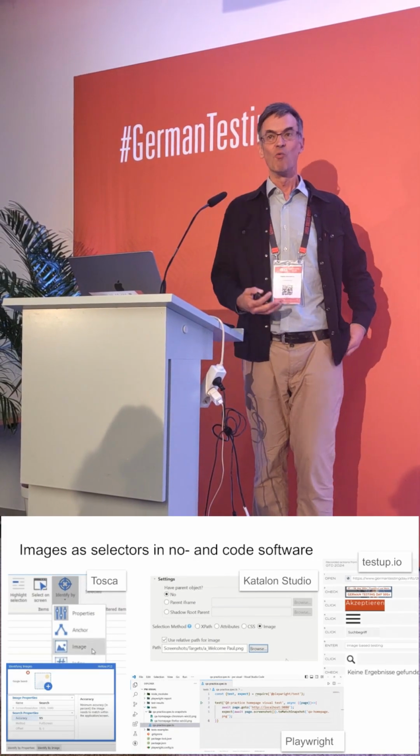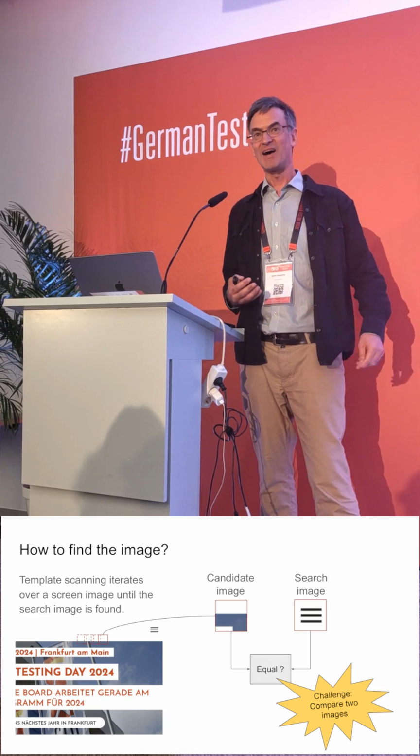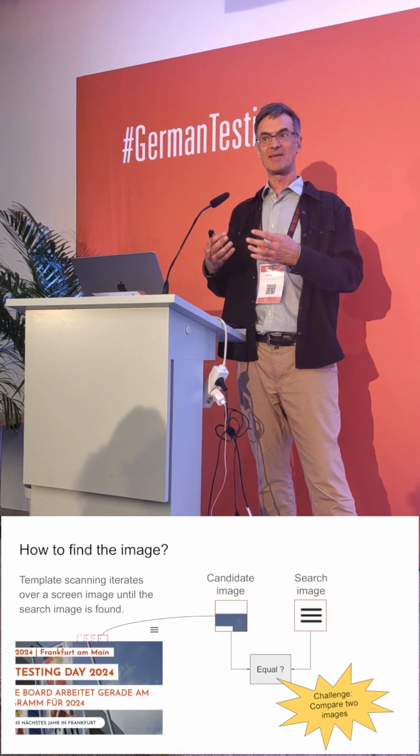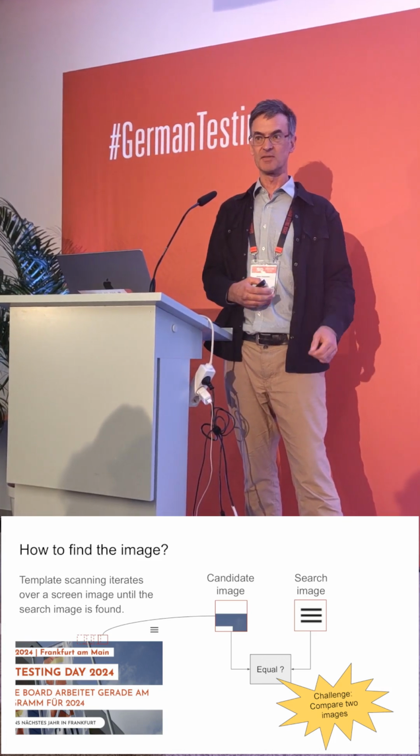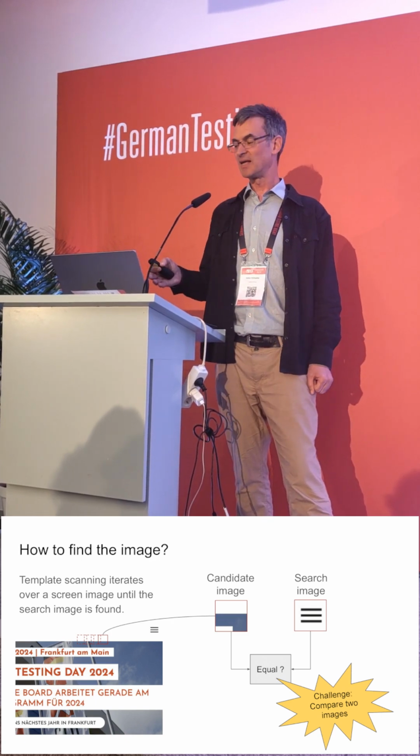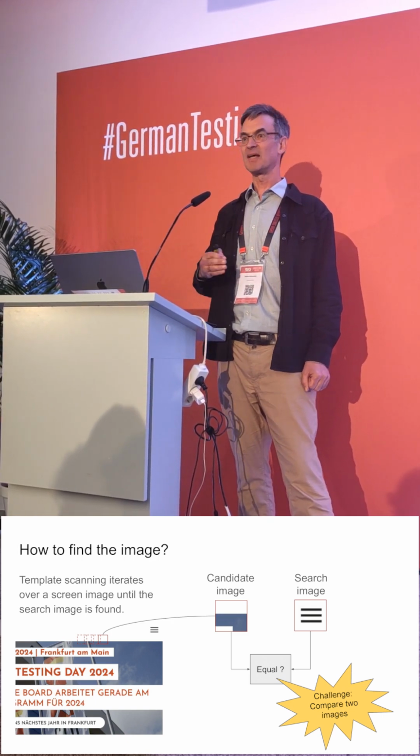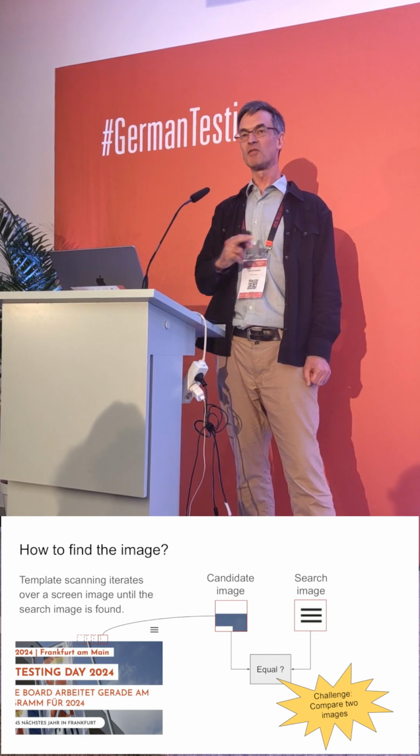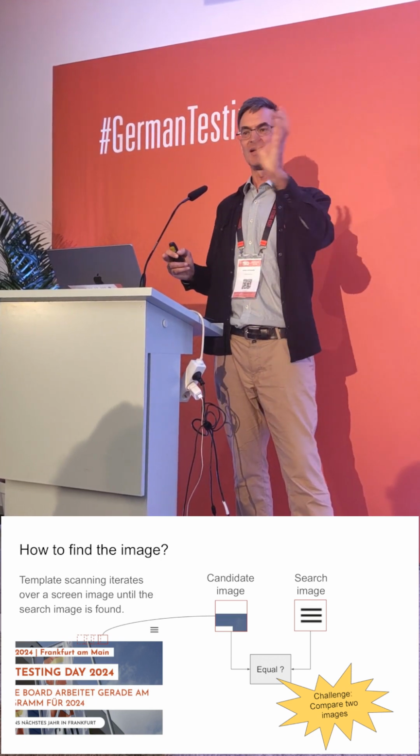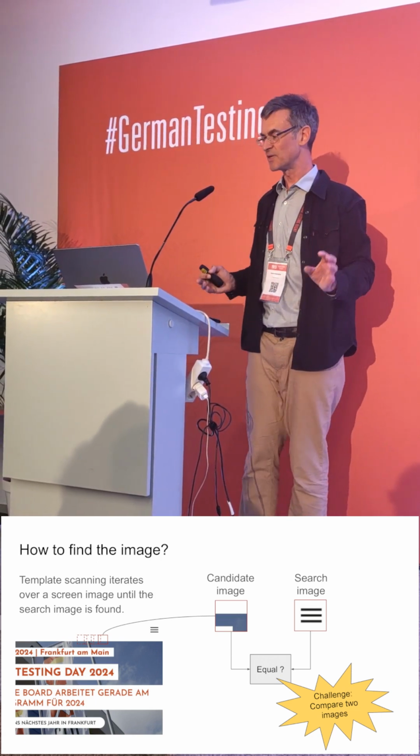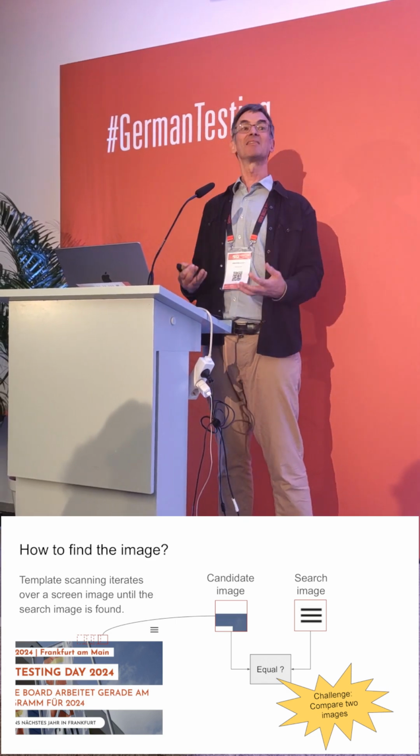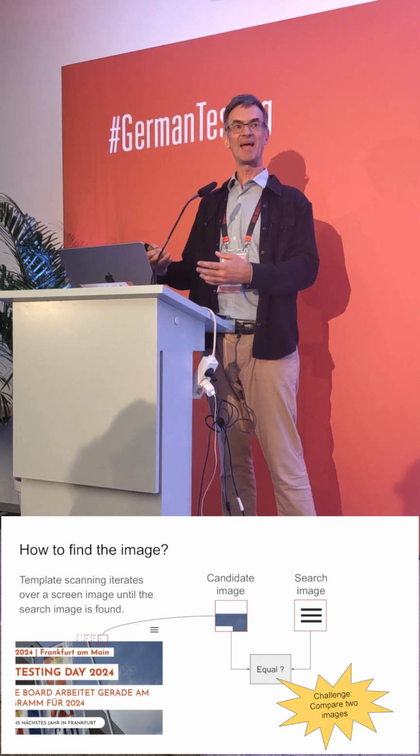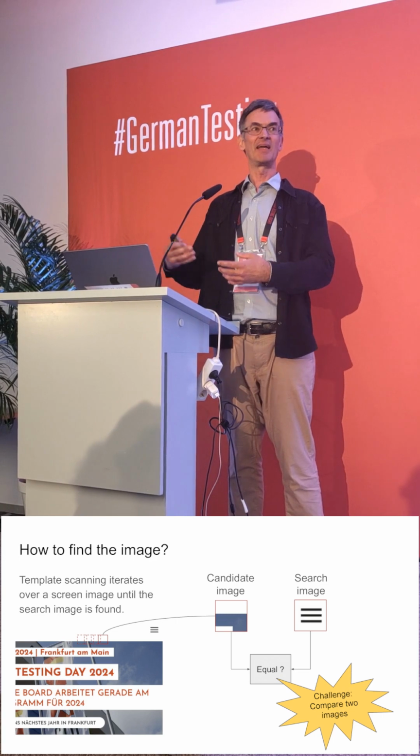Okay, what is the problem? How do I find an image that I'm looking for on a screenshot? Still, the best algorithm to date is template scanning. We just search for the image, go through the whole screenshot, and look where on this screen is my image. And what this comes down to, you always need to compare two images and see if they are equal.